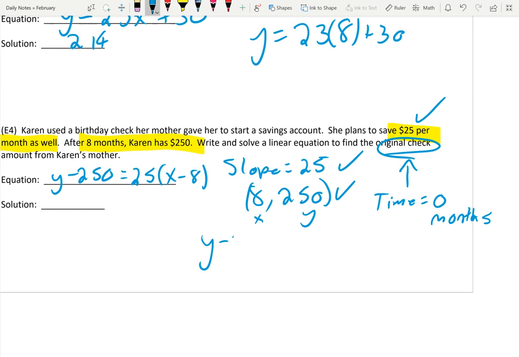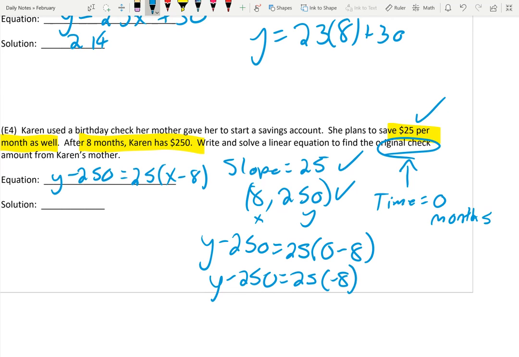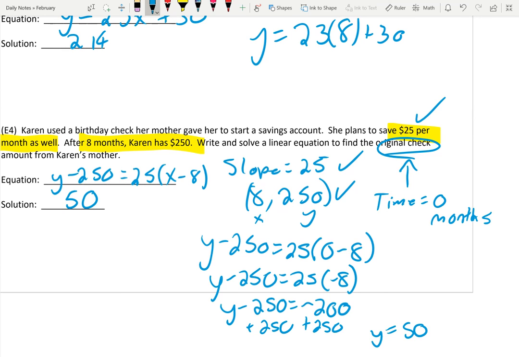So we have y minus 250 equals 25 times 0 minus 8. So when we solve this, it's 25 times negative 8. 25 times negative 8 is negative 200. And then when you add 250, we end up with y equal to 50. So the original check was worth $50.